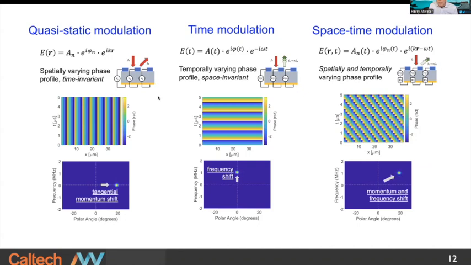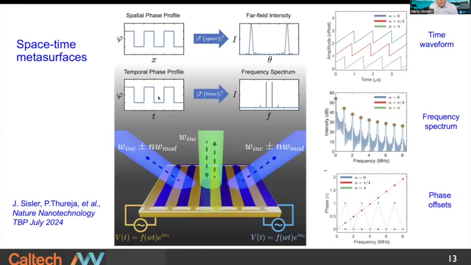Conversely, we can now combine the two together and produce both spatiotemporal phase gradients, or space-time modulation, enabling both momentum and frequency shift to access any point in this frequency, parallel wave vector phase space. And that's just the first experimental implementation of that we recently developed, and it will be coming soon to you in Nature Nanotechnology, perhaps by the end of this month.